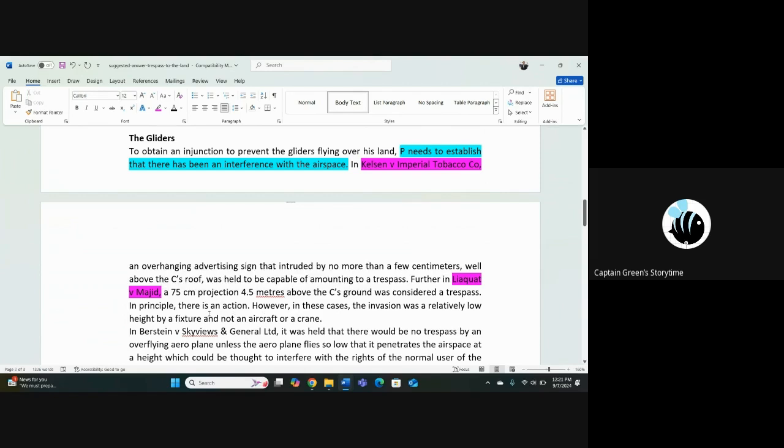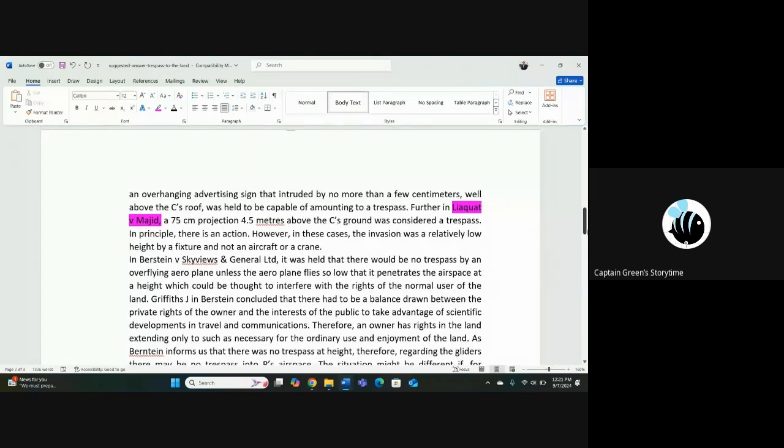However, in principle there is an action. But in these cases, the invasion was relatively low, by a fixture and not by aircraft or crane. Now we stated that in our facts it is very low. Then we again come to a case. In Bernstein v Skyviews, it was held that there would be no trespass by an overflying aeroplane unless the plane flies so low that it penetrates the airspace at a height which could be thought to interfere with the rights of normal user of the land.